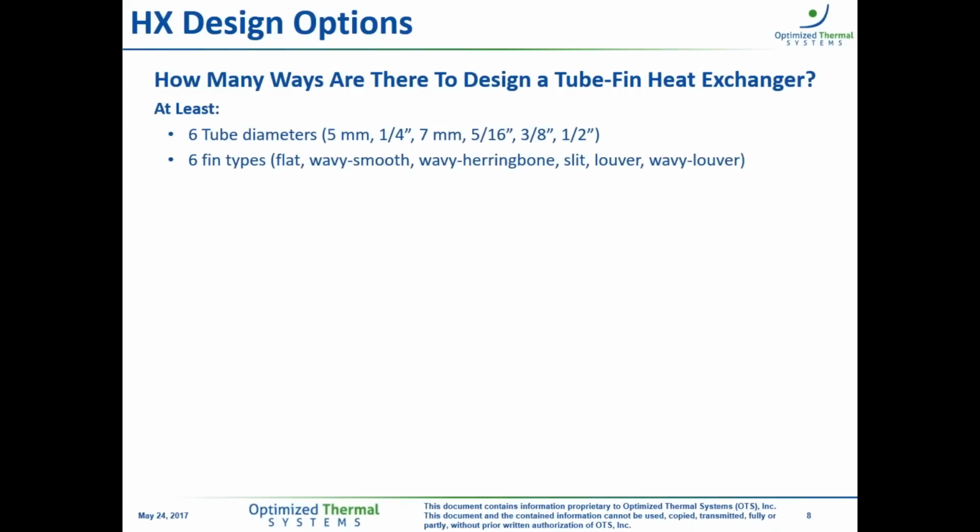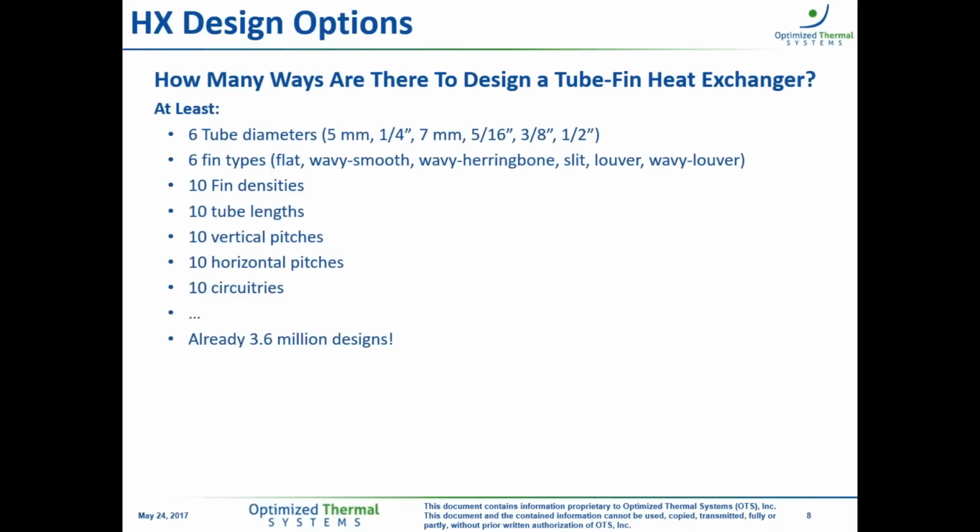There are continuous variables where there really could be infinitely many options to us, such as tube length, fin density. We could pick really any value, but we can imagine at least 10 different fin densities, tube lengths, 10 different pitches between the tubes in each direction. We could come up with a number of different circuitry configurations, but this is going to already produce something like 3.6 million designs. So it's a really comprehensive design space, and we've really come up with a kind of coarse parameterization of all our variables here.